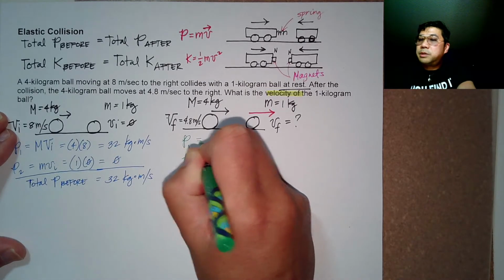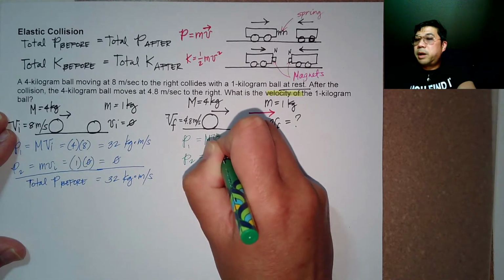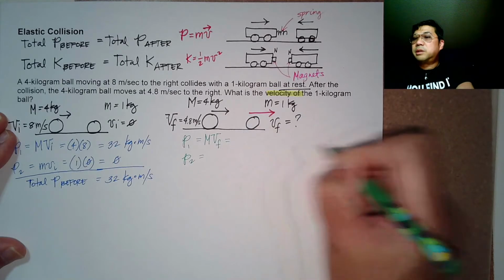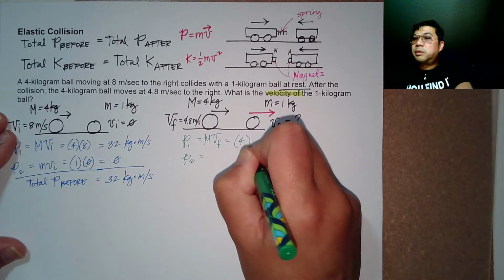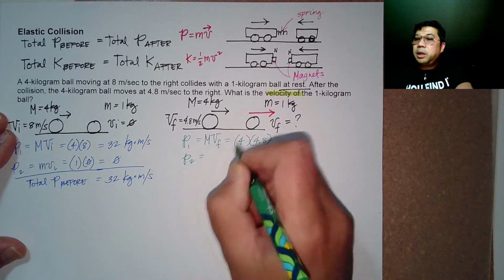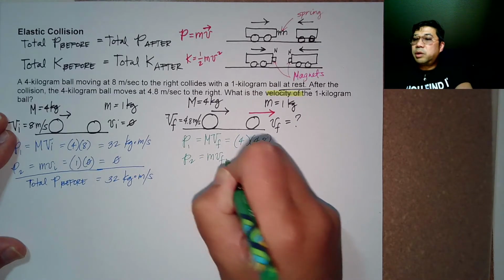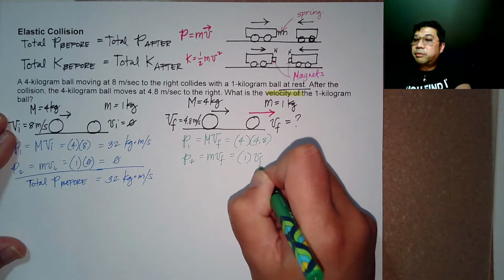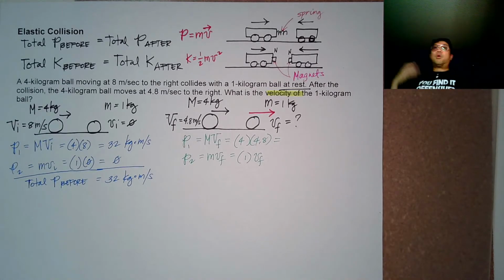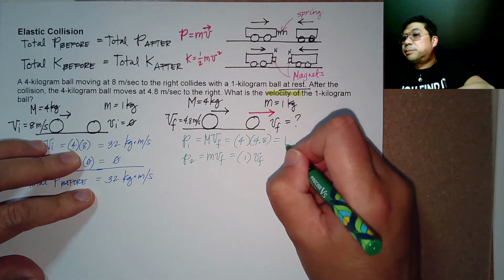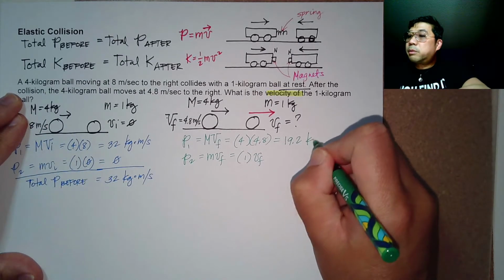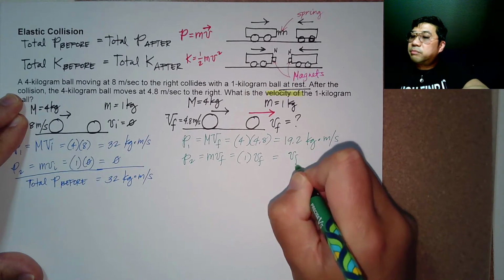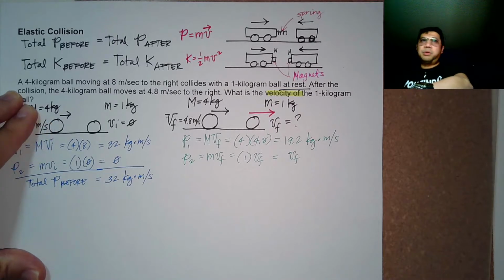It's the same procedure. Uppercase mass multiplied by uppercase velocity, but this time it's the final velocity, which gives us 4 times 4.8. And then you have the mass and velocity, lowercase, which represent the second object, which is 1 kilogram multiplied by v sub f. Multiplying 4 and 4.8 will give us 19.2 kilogram meters per second. And this one will give us v sub f. 1 times v sub f, so we can just ignore the 1.